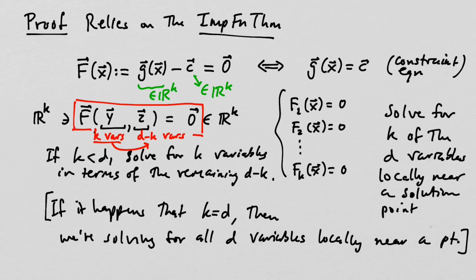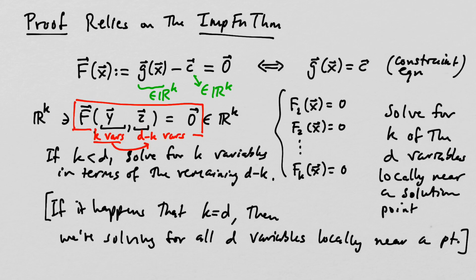All right? But of course, you can't just go and do that for any selection of k out of the d variables. You have to have a certain non-degeneracy condition. So we have to talk about how that's going to work. But that's just a small reminder of how the implicit function theorem works.